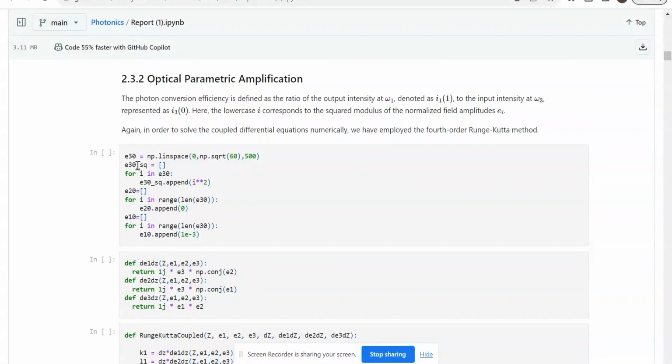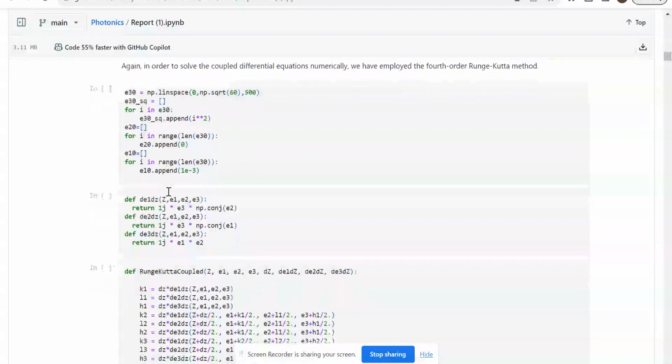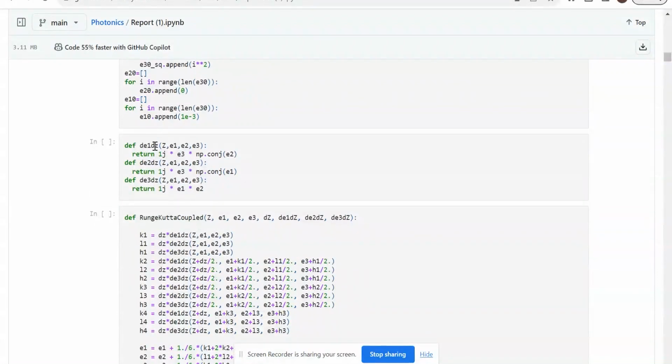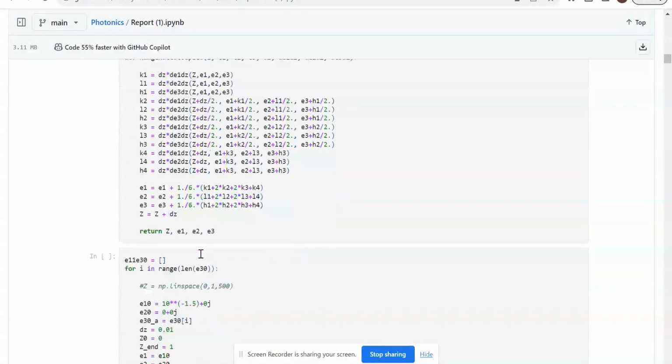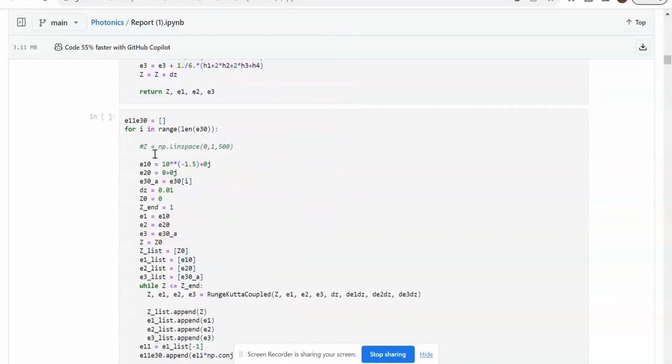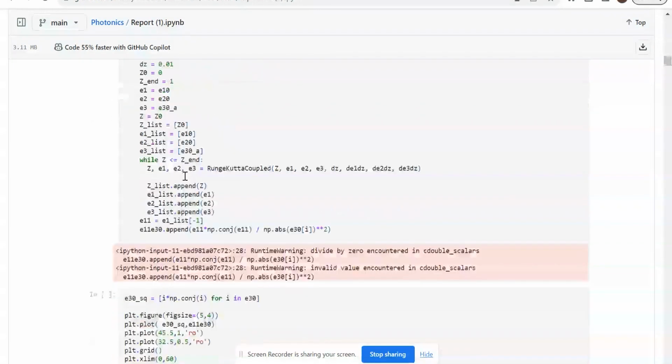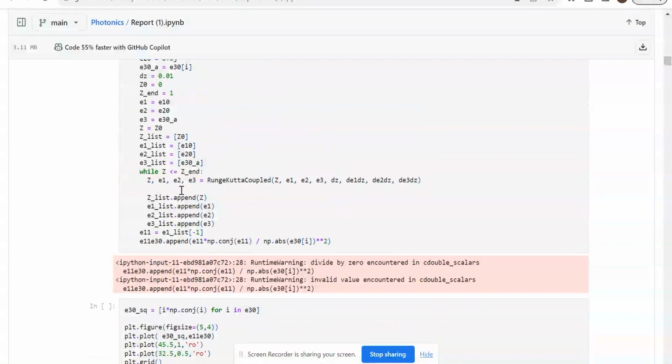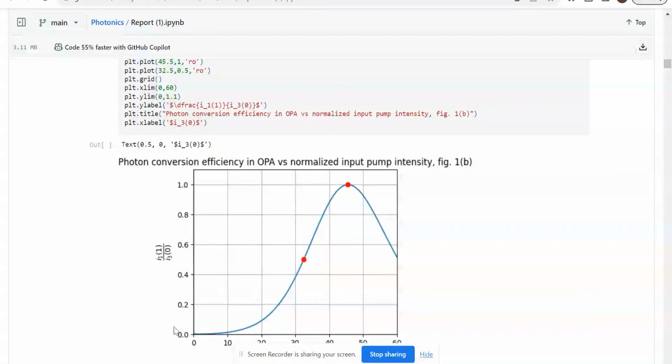The same as before, all of them have been normalized, or initialized, I mean, and the coupled ordinary differential equations have been defined. Now, to start off with, the normalized input signal and the idler intensities have been set to 10 raised to minus 3 and 0, which corresponds to an electric field of 10 raised to minus 1.5 and 0. So the same iterations have occurred and they have been plotted.